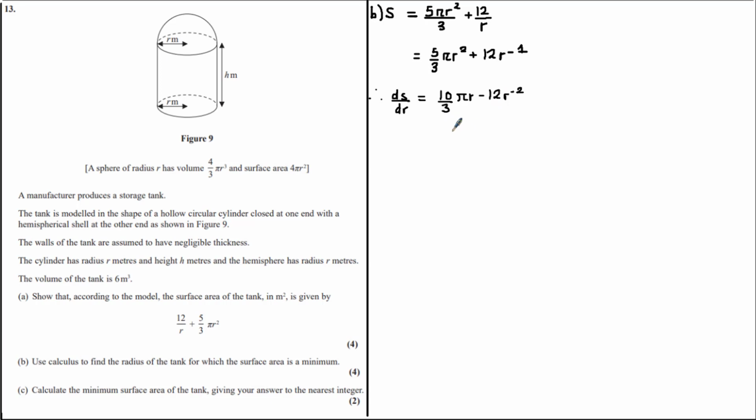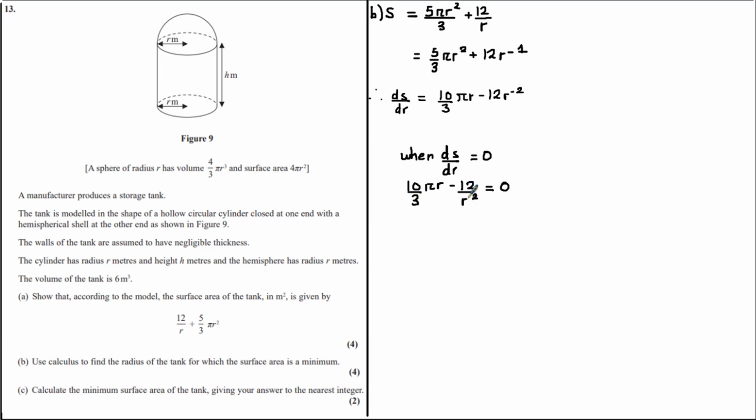As mentioned before, we know that the minimum exists when the derivative dS over dr is equal to 0. So we need to set this function equal to 0, and that will allow us to work out the value of r, the radius for which the surface area of the tank is a minimum. So setting this equal to 0, we get 10 over 3 pi r minus 12 over r squared is equal to 0. And I've just rewritten 12r to the negative 2 here as 12 over r squared.